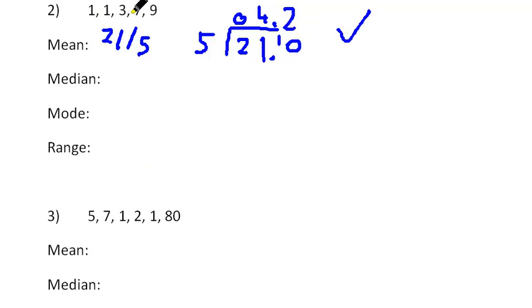The median, when the numbers are in order, they're already in order, so the median is the middle number of 3. The most common number, the mode, is 1, and 9 take away 1 gives you a range of 8.